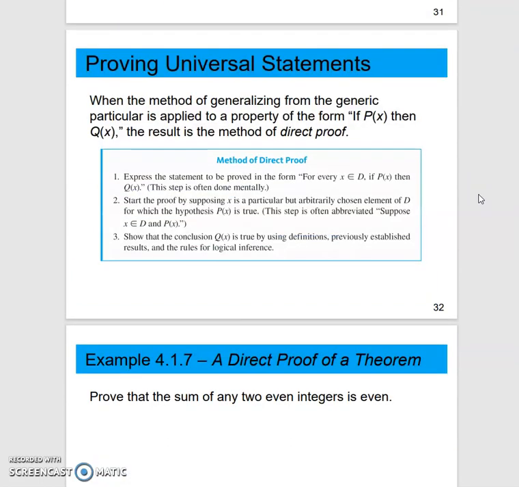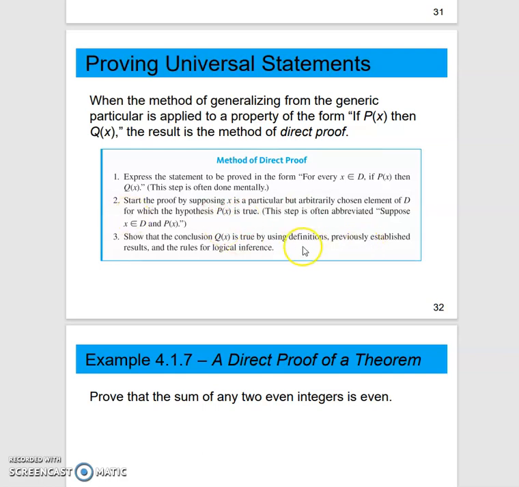Alright, so we're going to talk more about methods of direct proof in the next few sections, but first of all, in general, we want to express the statement proved very neatly. And again, we are going to always start by supposing that x is a particular, arbitrarily chosen element of D for which the hypothesis is true.